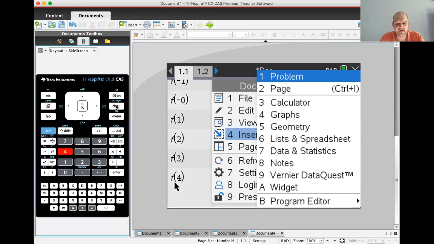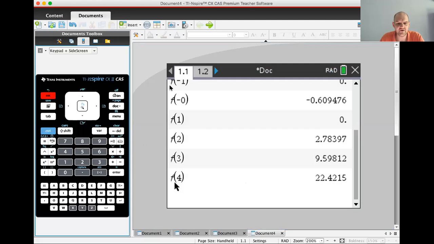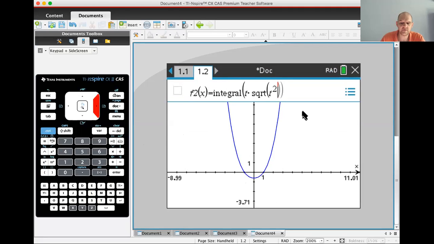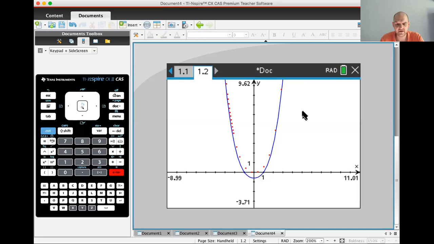So on my graph page, I want to graph the integral of t square root of t squared plus 1, where t is a variable. This time I want to go from 0 to x. I should have done g of x. I should have done g of x minus. I've flipped it in the notes. I'm going to go back and change that in a second.